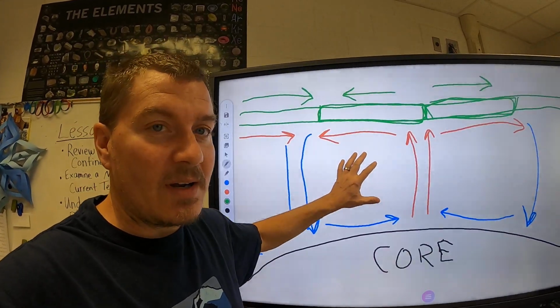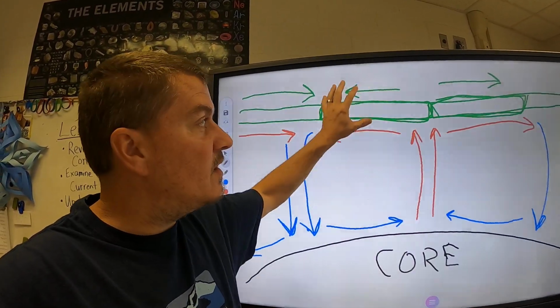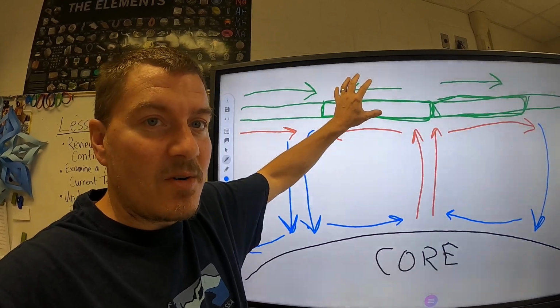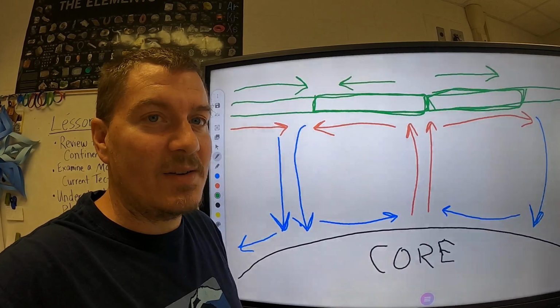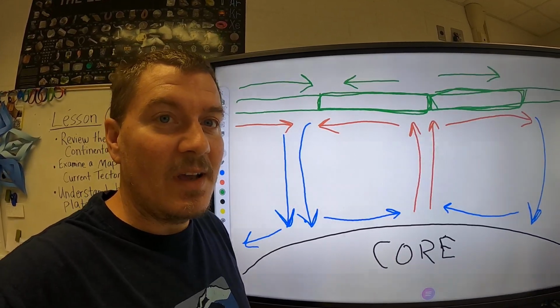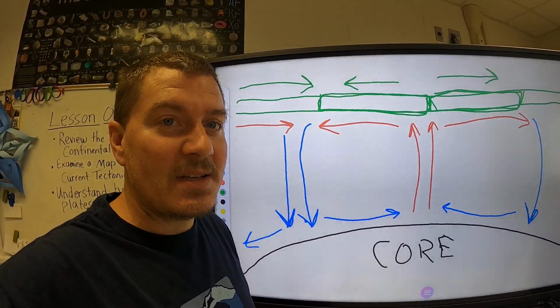So a big idea right here. Convection currents in the mantle are driving each of those individual plates that we were just looking at and pushing them around the planet and causing major changes to our surface. So we'll get more into those changes as we go.